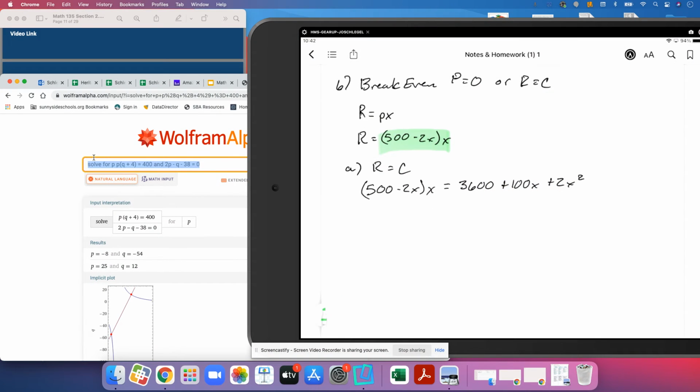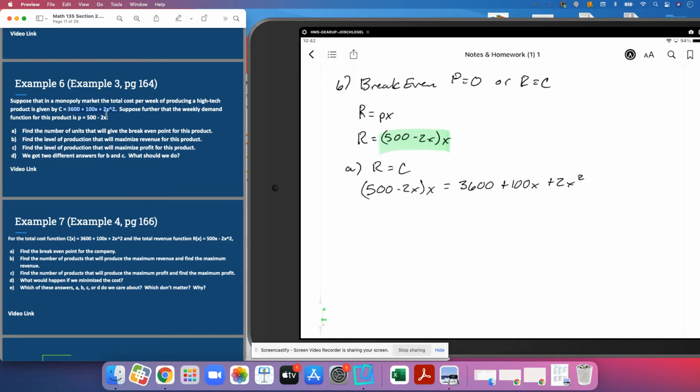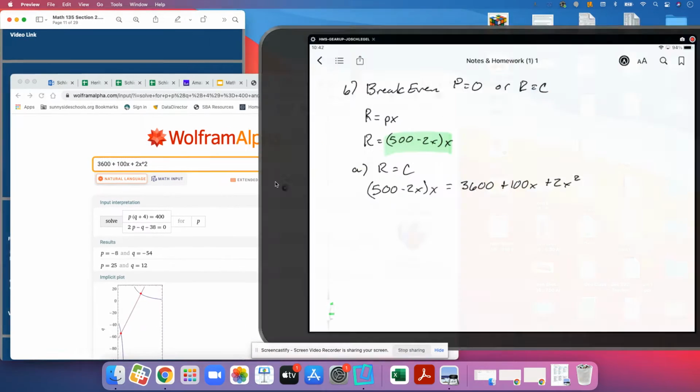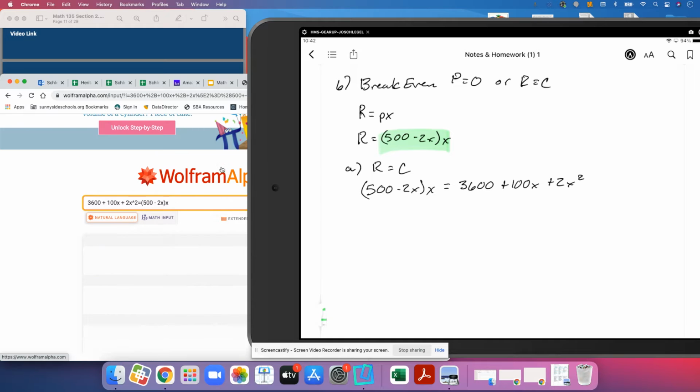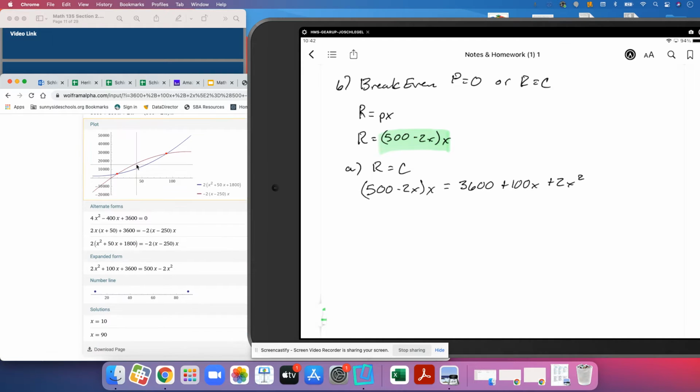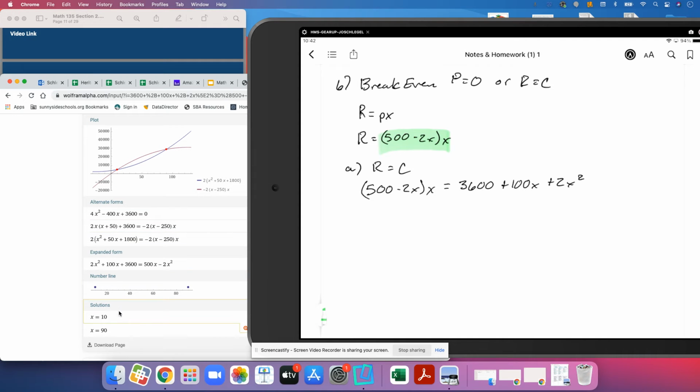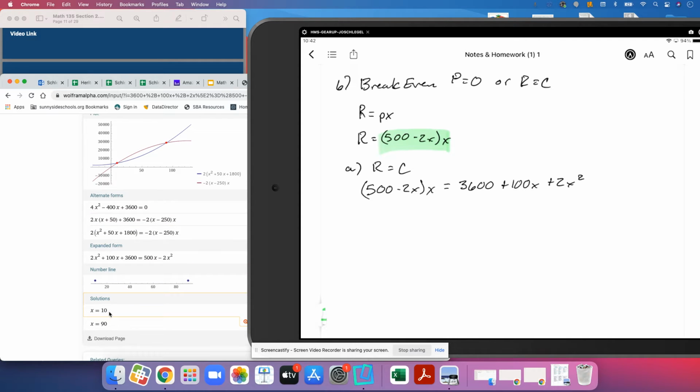So there's our cost function. This is part of our revenue function. Again, what we did is we took this and multiplied it by x to get a revenue function. We can set those equal to each other, and we get two values, two break-even points. Like we did in section 2.1, we would break even when we produce and sell 10 units or when we produce and sell 90 units.